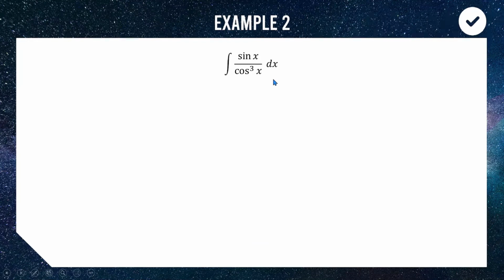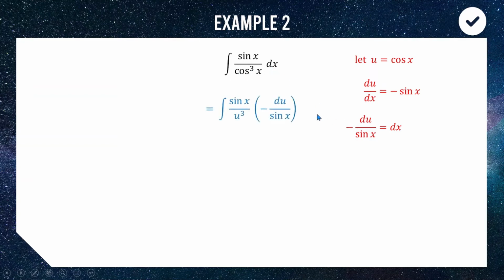Okay, for this one, we're going to make u equal to cos x. This gives us that du on dx is equal to negative sine x. Again, if this is the way you do it, you can swap these two around to get dx as the subject. So we have du over negative sine x is equal to dx. Okay, let's sub in all our information into our integral. So our cos cubed is going to become a u cubed, and our dx is going to become a negative du on sine x.